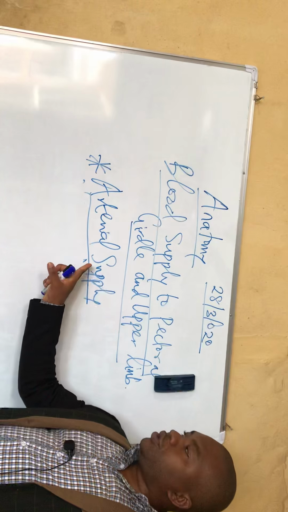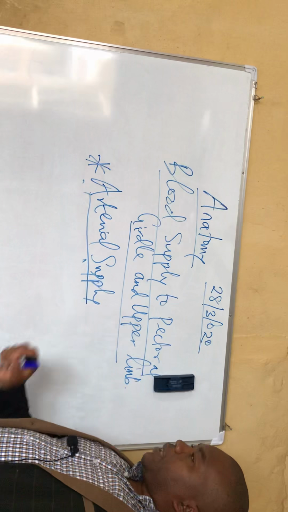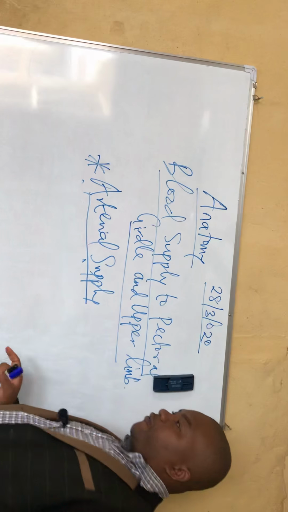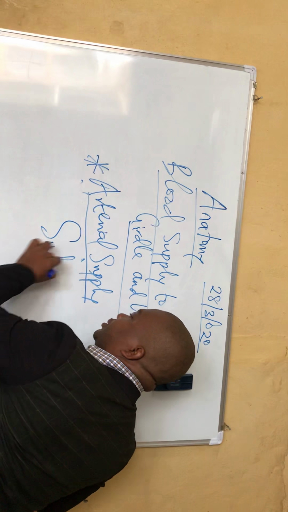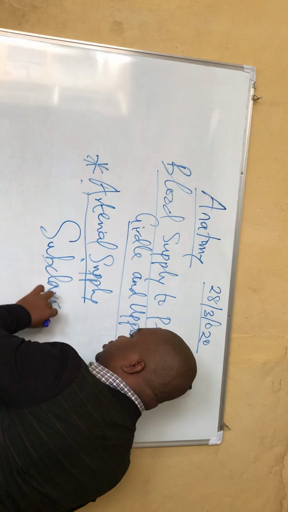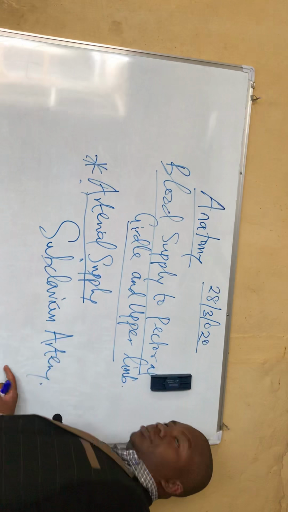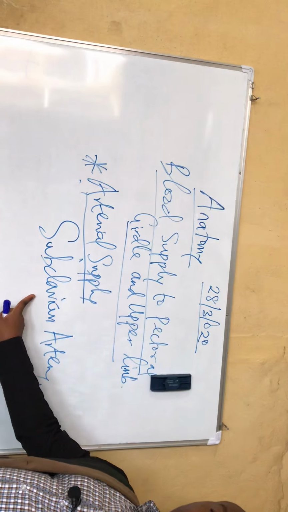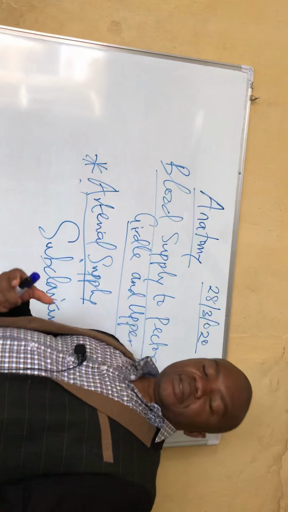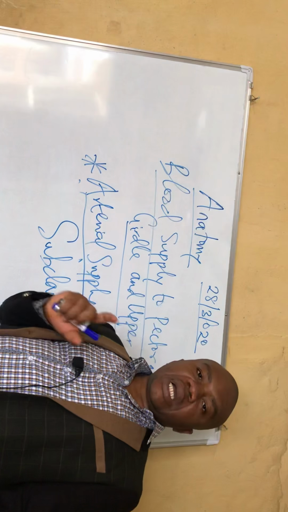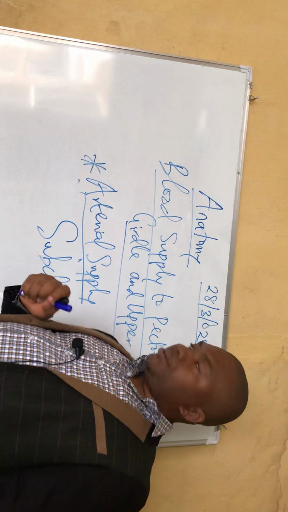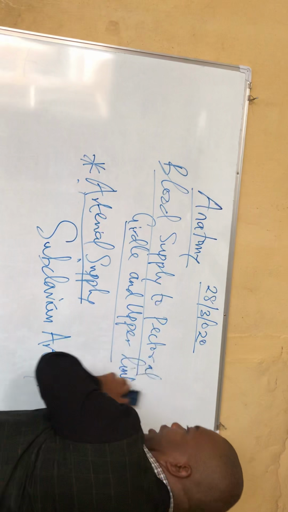The arterial supply to the pectoral girdle and upper limb is primarily coming from what we call the subclavian artery. But this subclavian artery originates from the arch of aorta.